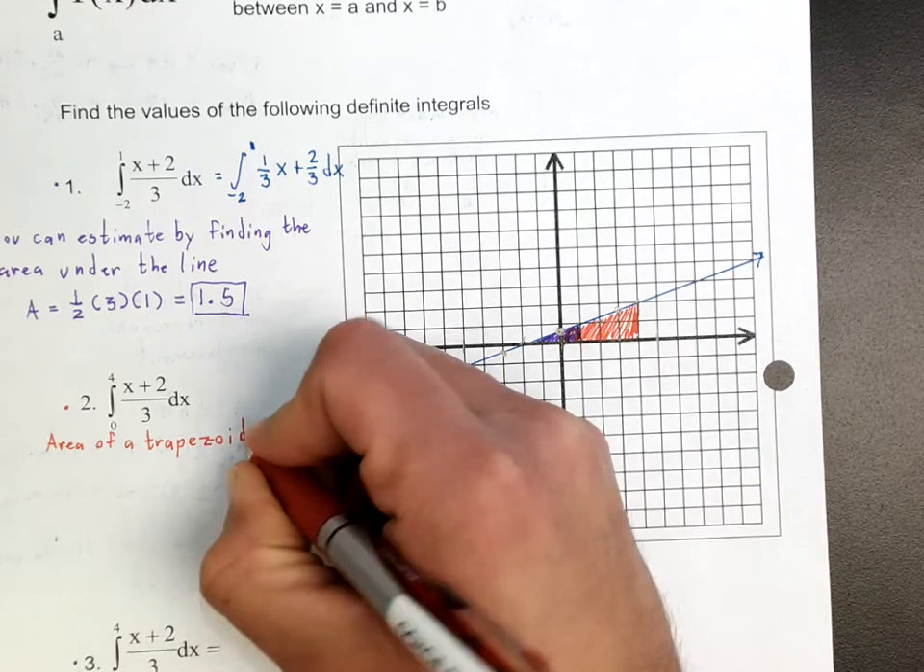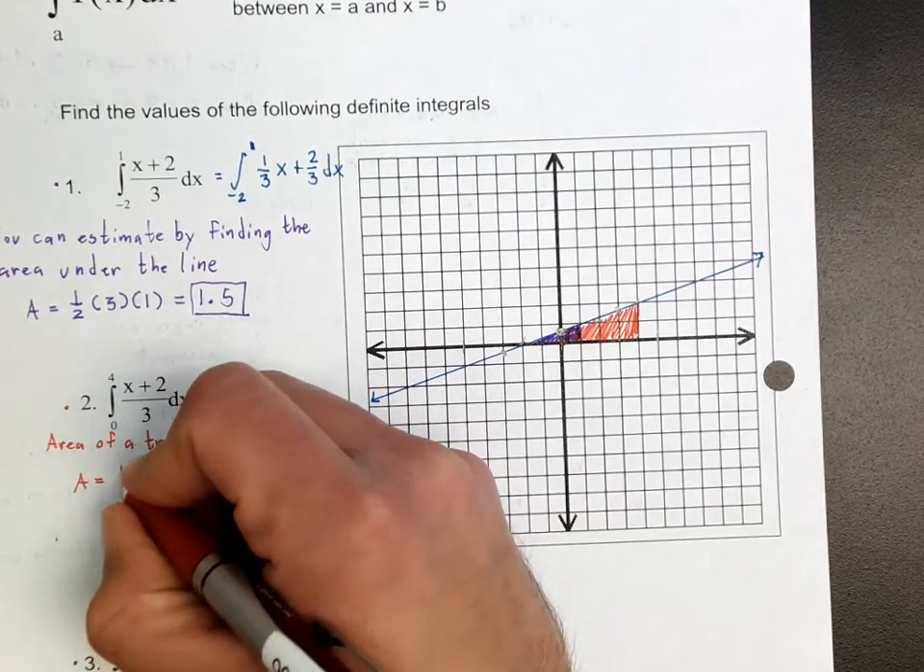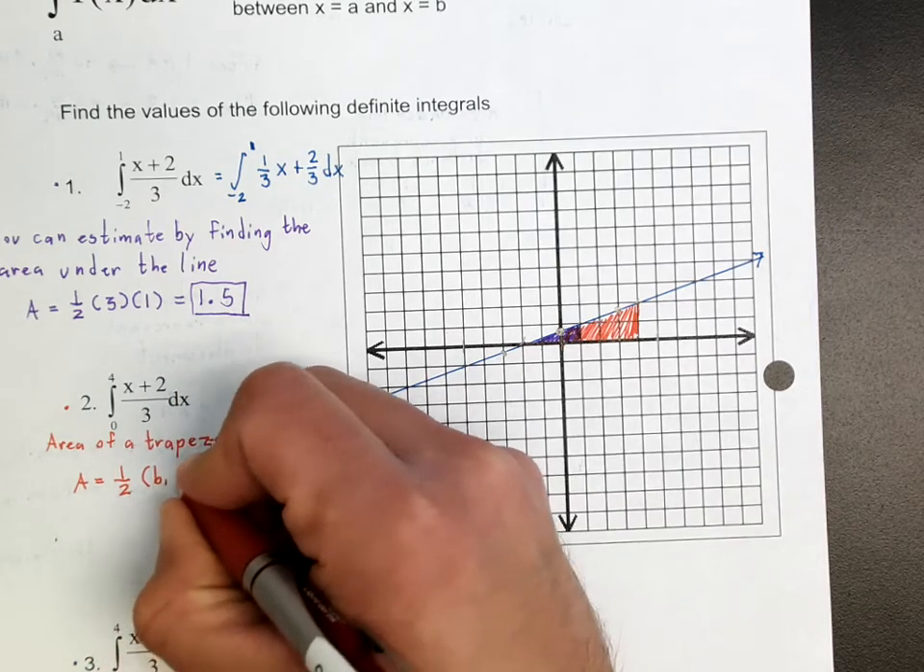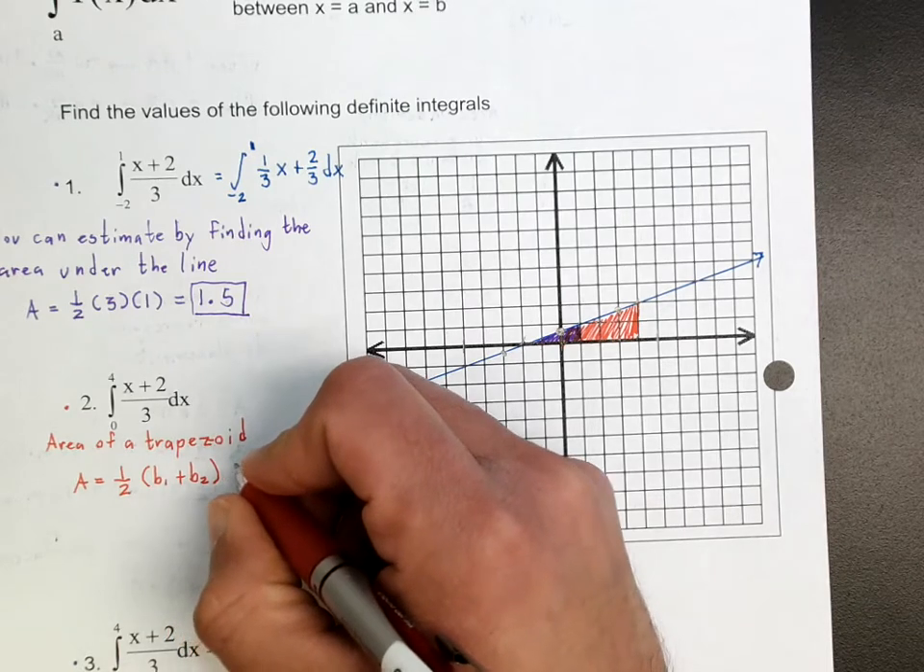The area of a trapezoid is equal to A is equal to 1/2 base 1 plus base 2 times the height.